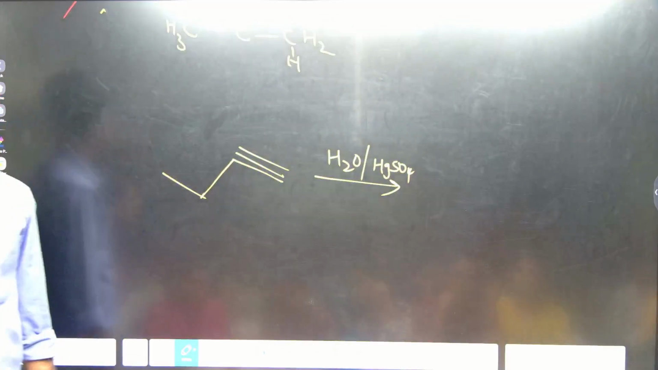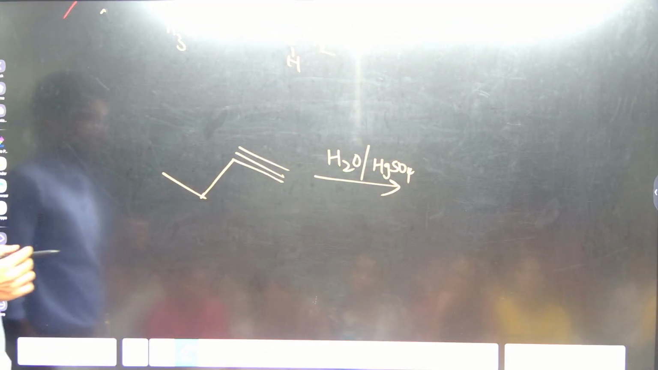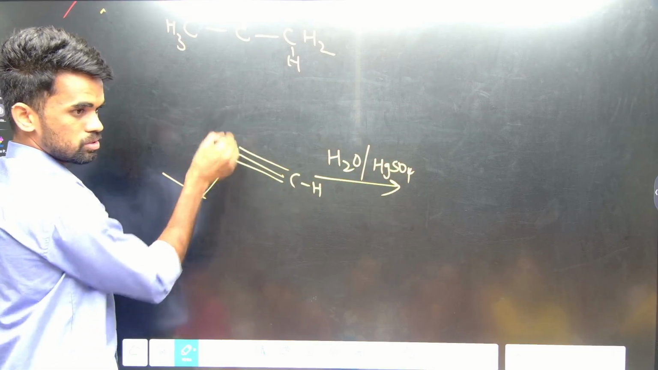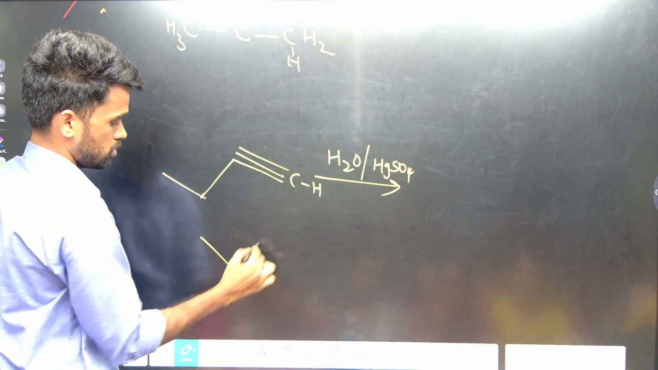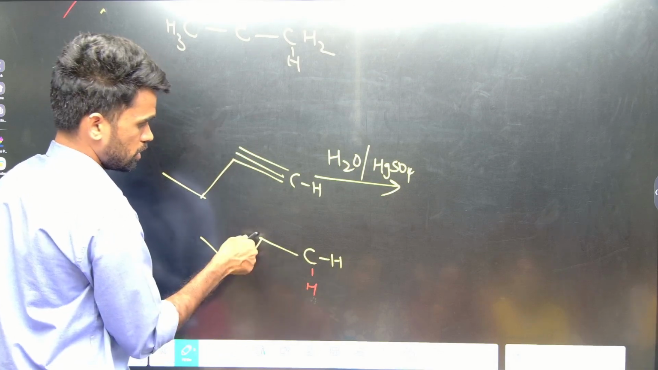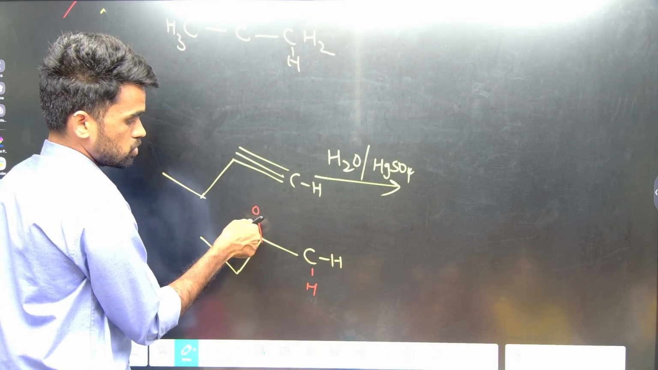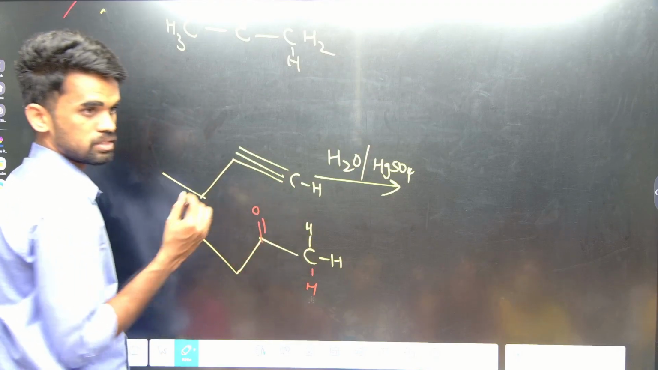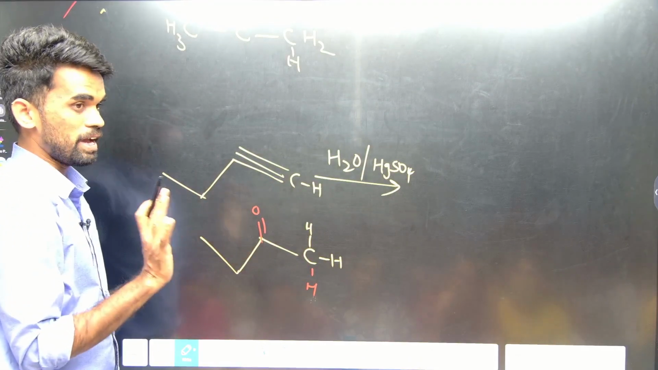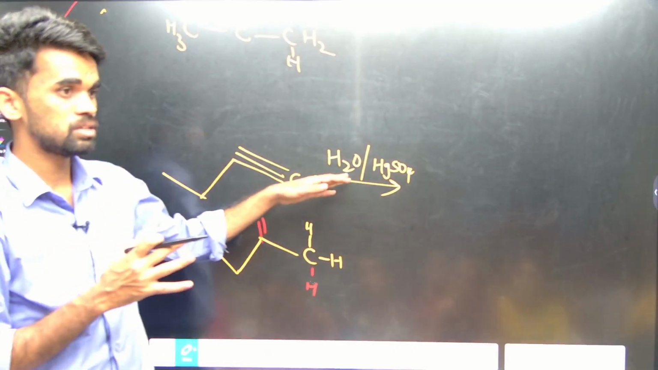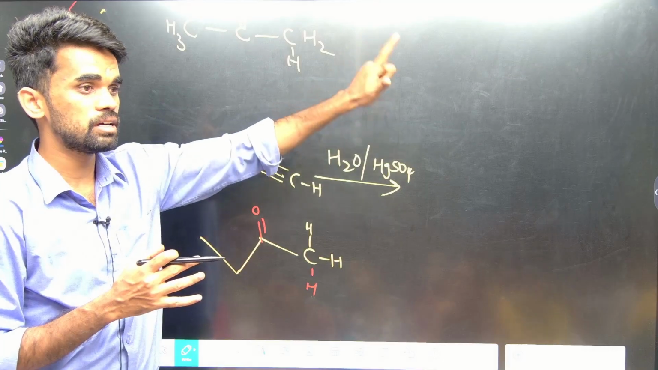Tell me what to do. Where should I add H? Terminal. So the second carbon becomes, no? Here you are adding one hydrogen, here you are adding OH. So what I told you, make it a double bond O and add one hydrogen here, that's it. So what is the final product you are getting? Alkynes upon hydrolysis? Aldehydes, ketones.